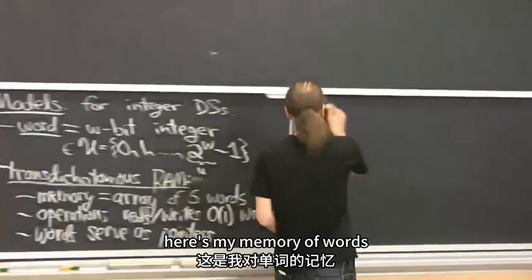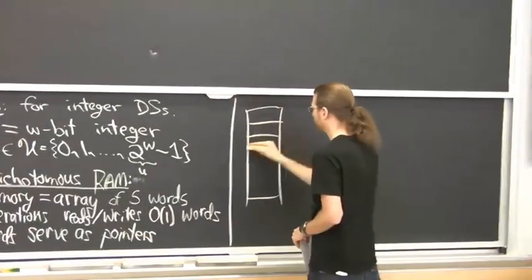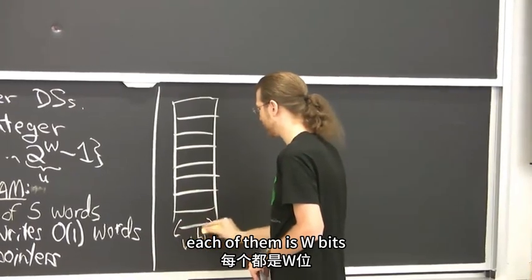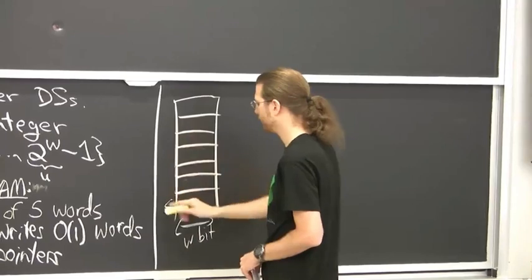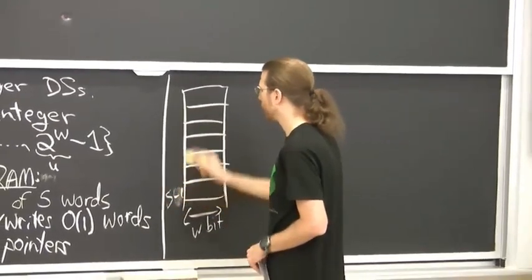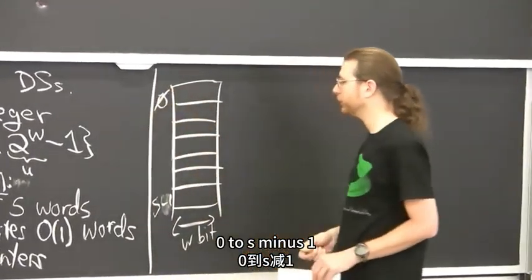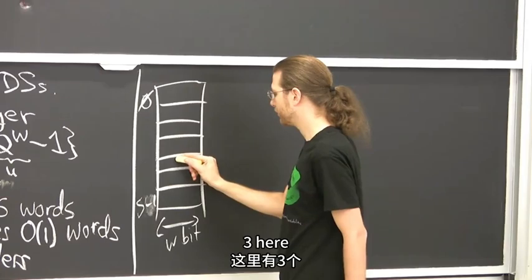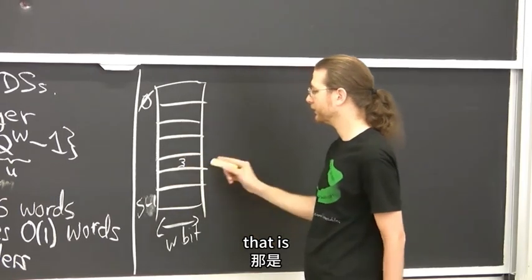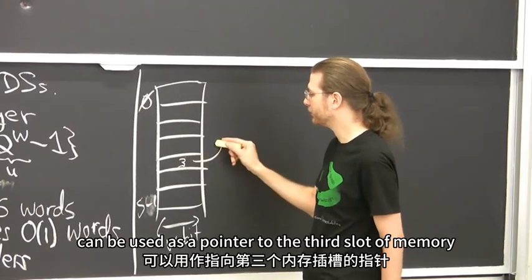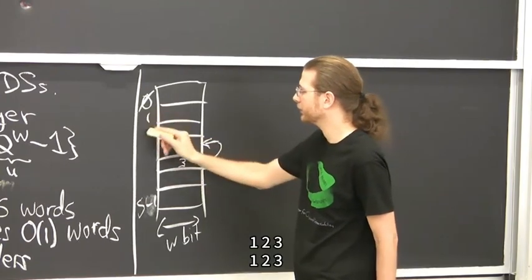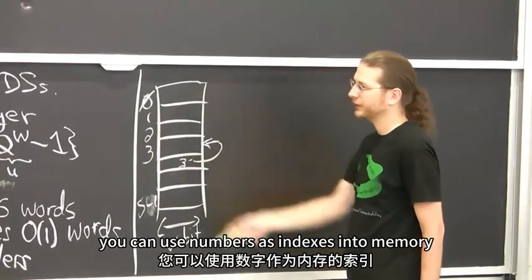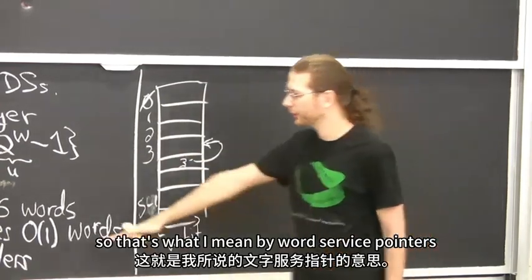Here's my memory of words. Each of them is W bits. There's S of them, from, I guess, 0 to S minus 1. And if you have like the number 3 here, that can be used as a pointer to the third slot of memory: 1, 2, 3. You can use numbers as indexes into memory. So that's what I mean by words serve as pointers.